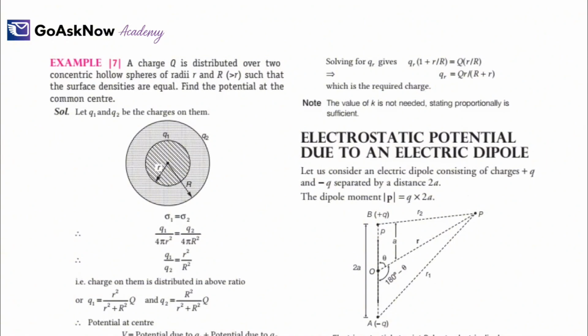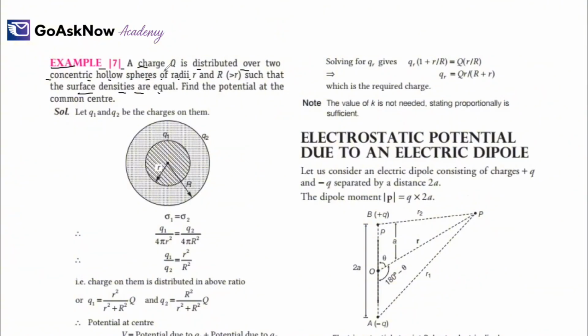A charge Q is distributed over two concentric hollow spheres of radii small r and capital R. I am talking about this example 7. Here, a charge Q is distributed over two concentric hollow spheres of radii small r and capital R, where capital R is greater than small r, such that the surface densities are equal. So the surface densities are equal here.